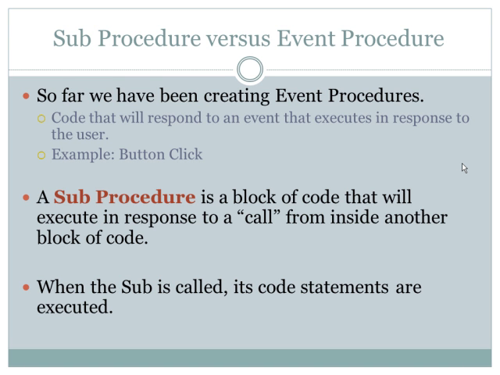Okay, so what is a sub-procedure? So far we've been working with event procedures. The code responds whenever an event happens, such as the user clicking a button. We're now going to create what are called sub-procedures, where we have a block of code, and that code is going to execute only when we tell it to. So it's going to execute in response to a call.